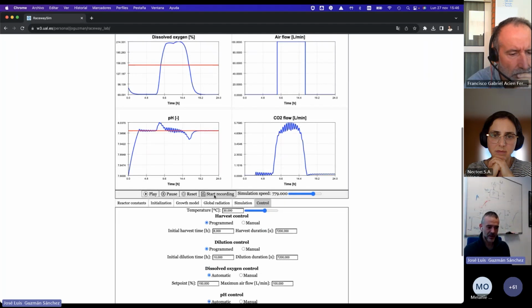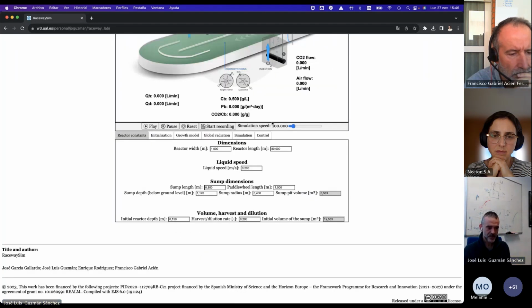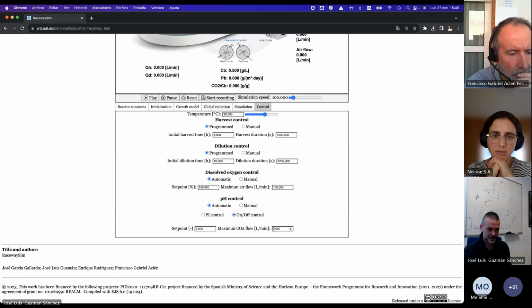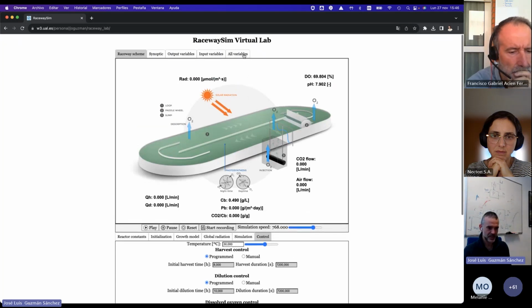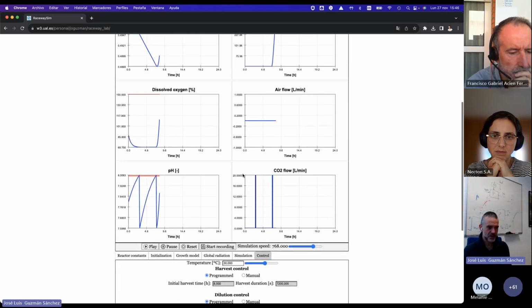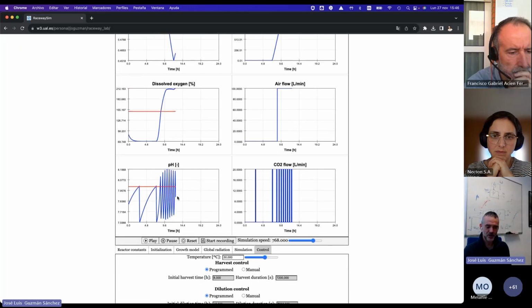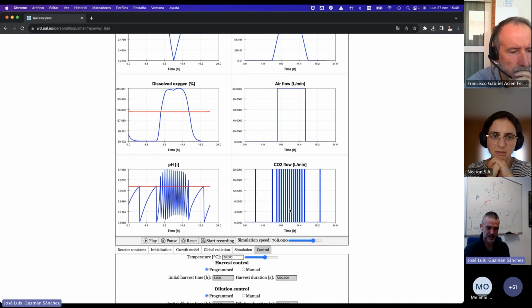I'm going to repeat the simulation now just by using an on-off controller and setting the maximum value of liters per minute we have in the facility. If we repeat the simulation with this new configuration, first you can see the bad control we get here in comparison with the other one. Here you can see how high the injections of CO2 are in comparison. Remember, we were a little bit less than 6 liters per minute.